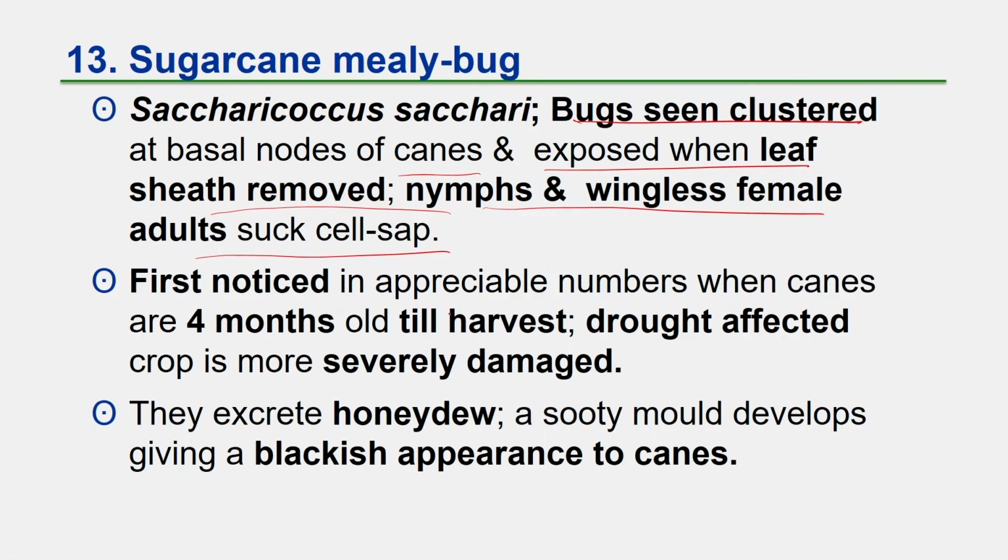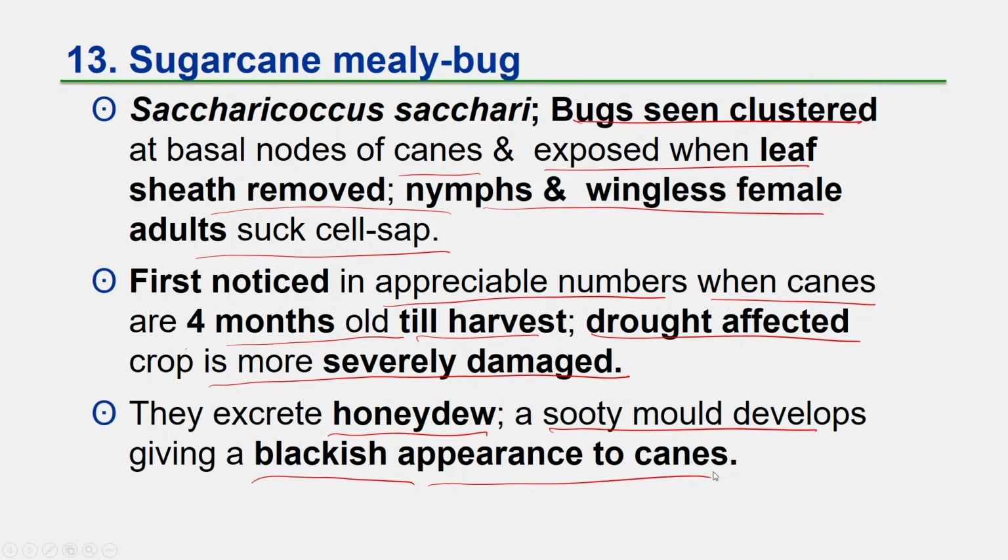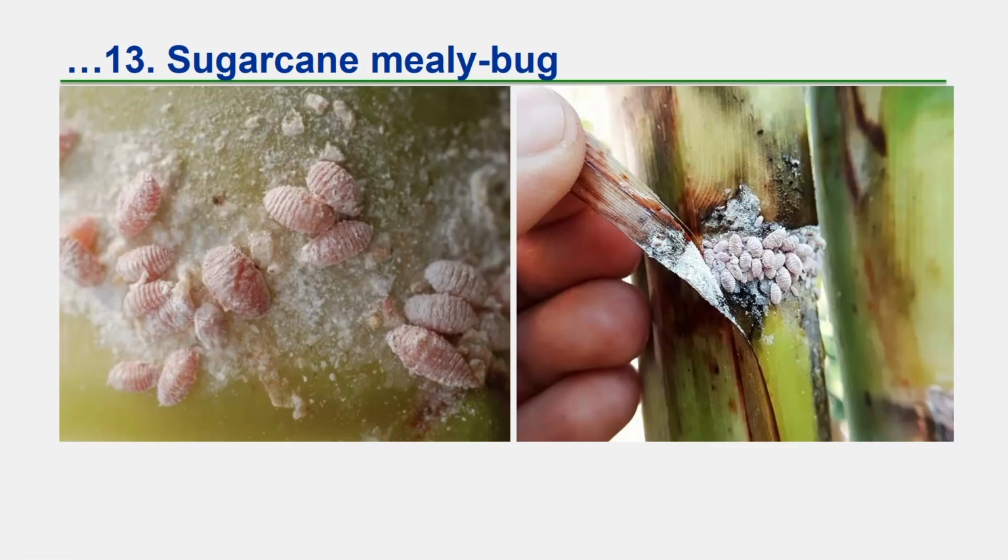First noticed in appreciable numbers when canes are 4 months old, till harvest. Drought affected crop is more severely damaged. They excrete honeydew. A sooty mold develops, giving a blackish appearance to canes. Now you can see a picture of mealybug.